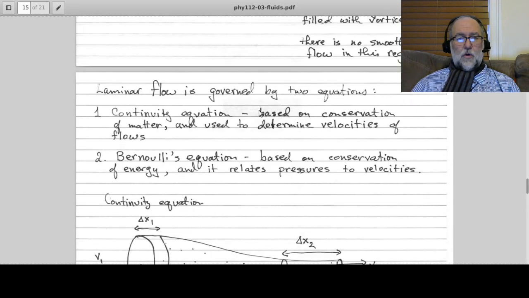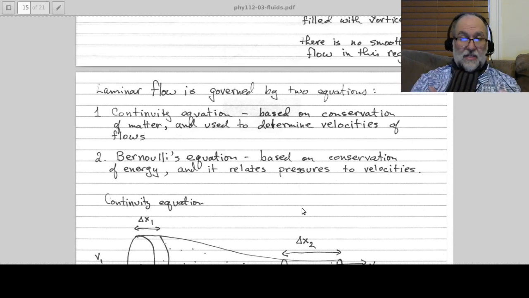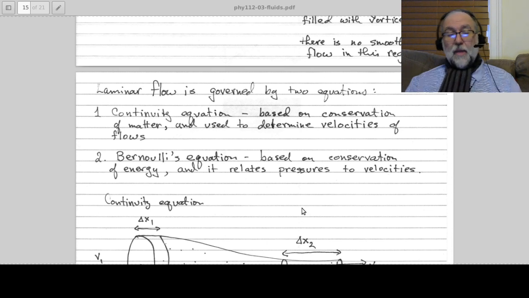Now, within laminar flow, there's basically two equations that govern this flow, okay? You could think of them as kind of like Newton's laws, but for fluids. In fact, and this is what's remarkable, but again, far beyond the scope of the course, you can actually derive these equations using Newton's laws. And you go, wow, how would you do that? Well, you have to model the fluid as being made up of little molecules, and the molecules interact with one another, okay?